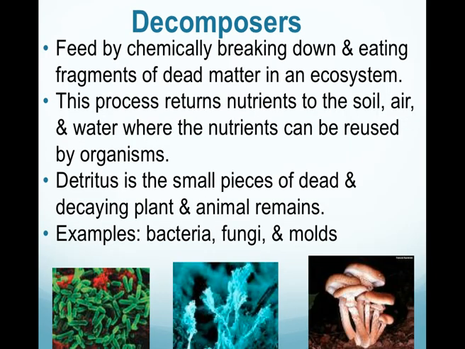Decomposers are organisms that break down dead and decaying material. This is what they feed on, dead and decaying material. This process returns the nutrients to the soil so that they can be reused again by organisms. Because remember our rule from last chapter, that energy cannot be created nor destroyed. What they produce during this is a material called detritus. That's the small pieces of dead and decaying plant and animal remains. Examples of this would be molds, fungi like mushrooms or toadstools, and bacteria.